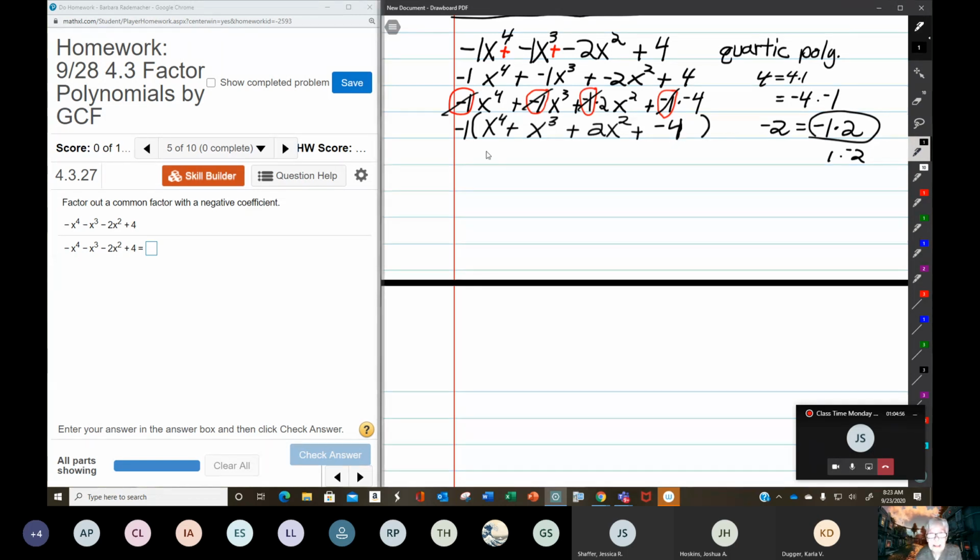Almost done. All right, so my -1 is going to turn into just a negative sign. Remember, when we're multiplying a 1, it often disappears. So -(x to the 4th plus x to the 3rd plus 2x squared, plus times minus is minus, so -4). And there is my answer. This says factor out a common factor, and that's it.